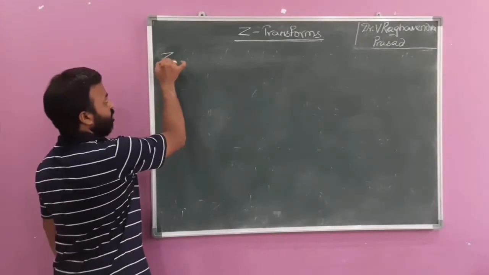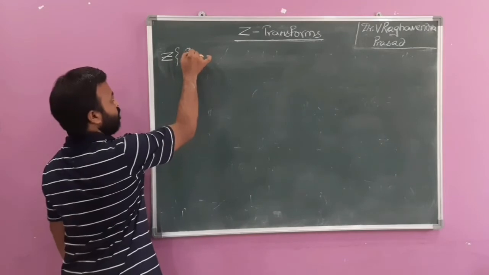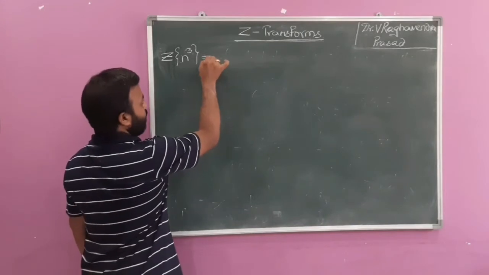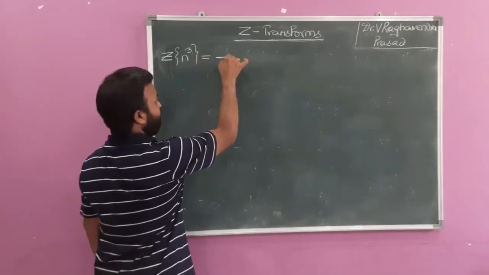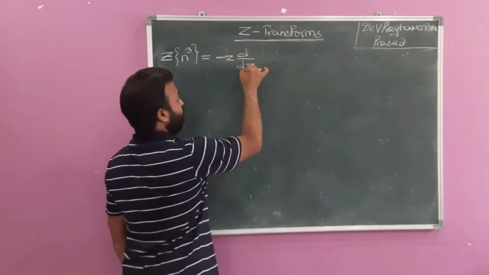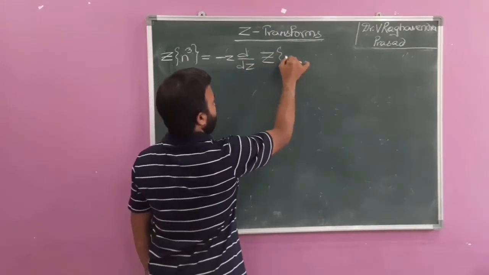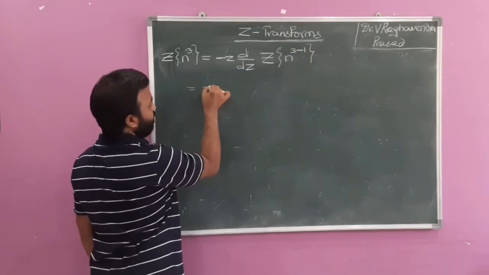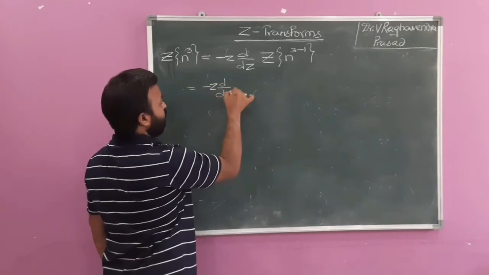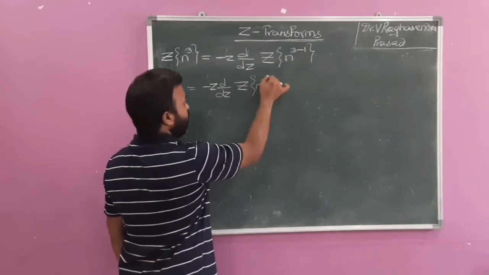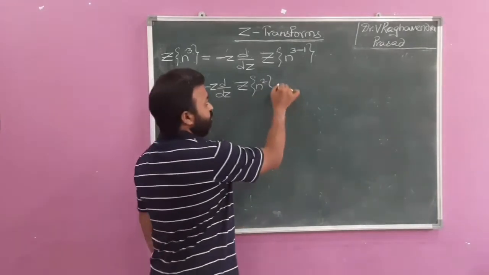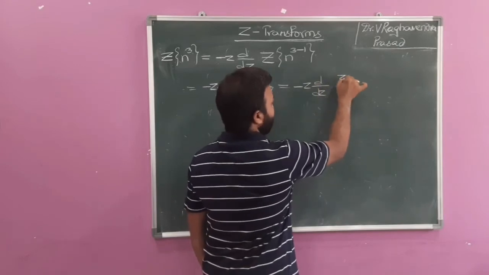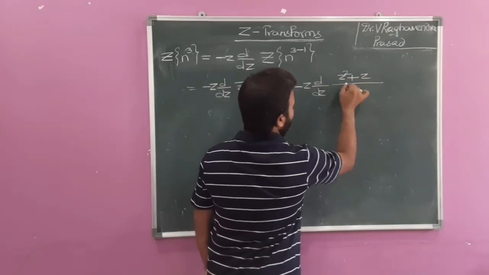Now we will find out the z transformation of n cube. So that is p equal to 3. By using the recurrence formula, we write this as minus z into d by dz of z transform of n power p minus 1, that is 3 minus 1. So this gives minus z into d by dz of z transform of n square. We know the z transform of n square, so minus z into d by dz of z square plus z by z minus 1 whole cube.